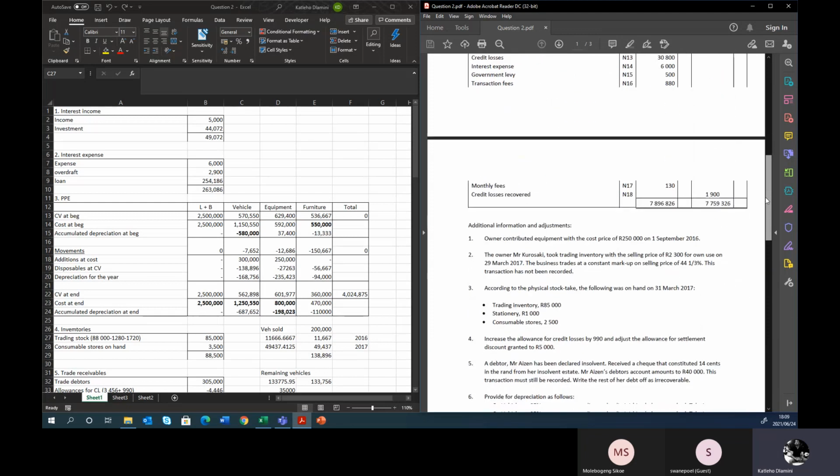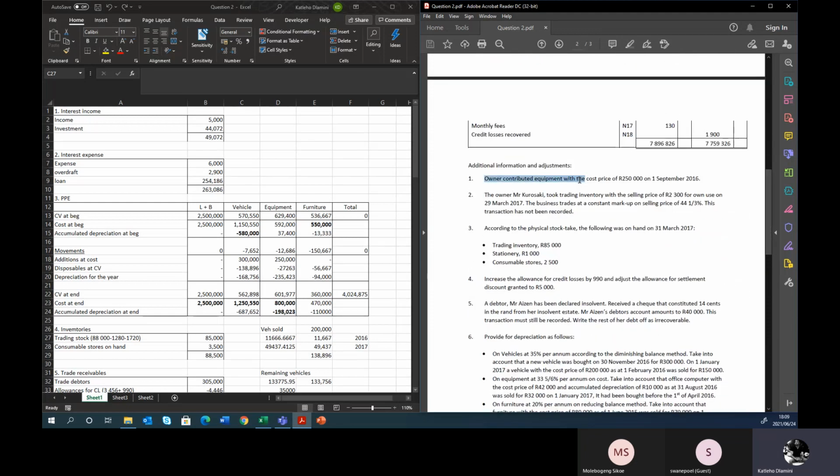So I'm going to come down here. The first one says the owner contributed equipment with a cost price of 250 rand. We have to calculate depreciation on this, which is this note over here. I don't usually like to start with this note because here's the rest of the stuff. So I'm going to skip that one for now. I'm going to come back to it.